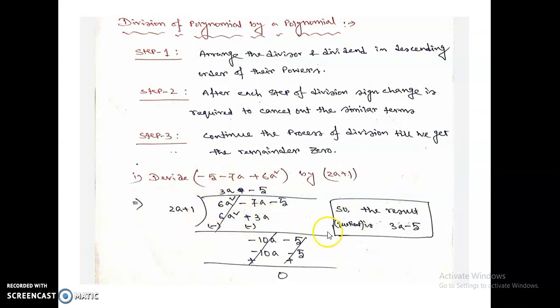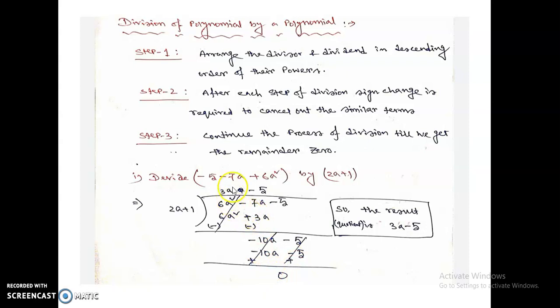Then a line, and we follow the second step, that in each step of division a sign change is required. So I have made the sign change of the subtracted part: it will be minus 6a square and minus 3a. So minus 6a square plus 6a square cancel out, minus 3a minus 7a is minus 10a, and minus 5 will come down. Now if I take minus 5, it will give us the remainder 0, because minus 5 into 2a will give us minus 10a, and minus 5 into 1 will give us minus 5, and after the sign change each term will be cancelled out and we will get the remainder 0.